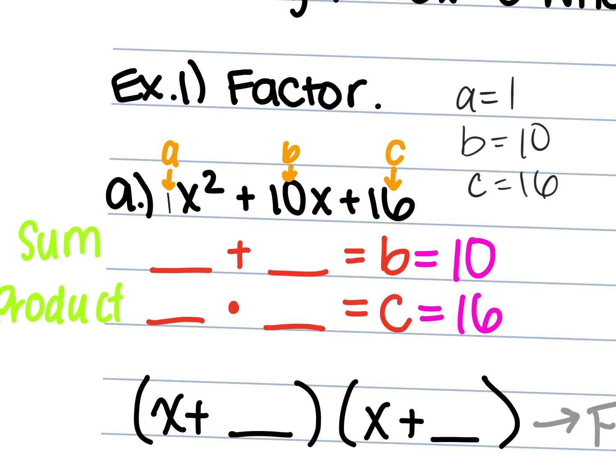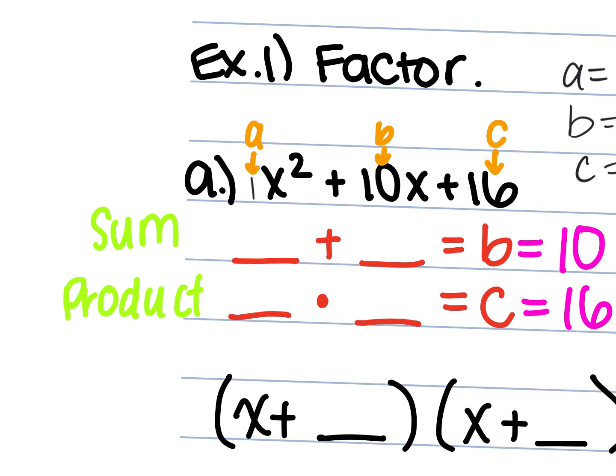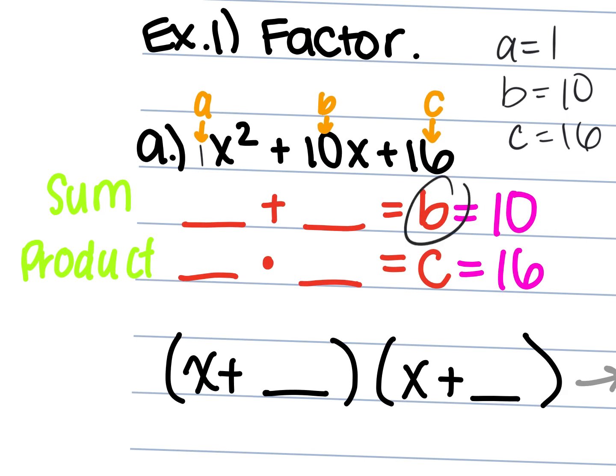Step number 2 involves writing down something called the sum and the product. So you're going to draw 2 blanks, and you're going to add them together, and draw 2 blanks, and you're going to multiply them together. Now, when you add those 2 numbers together, you will get your B value, which we agreed our B value was what? 10. So underline the 10.